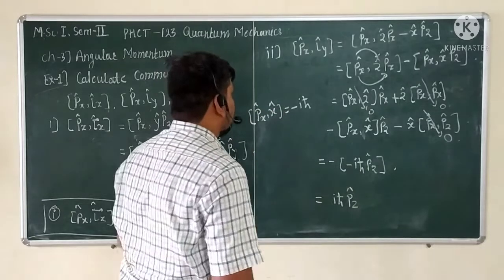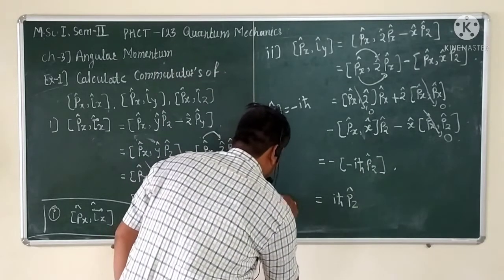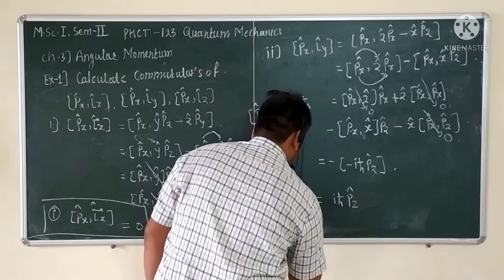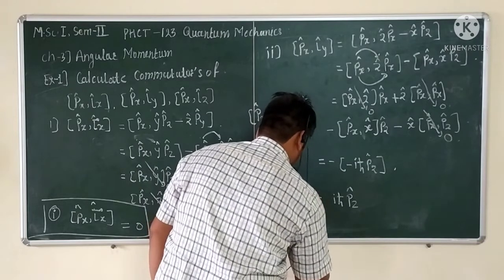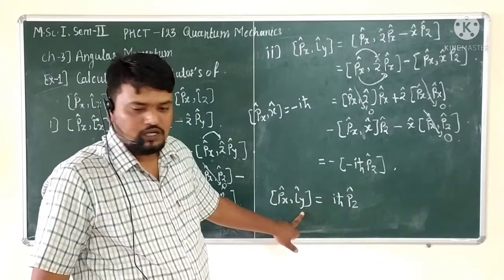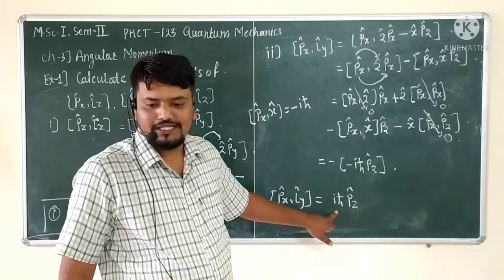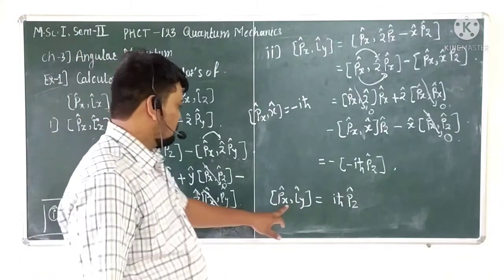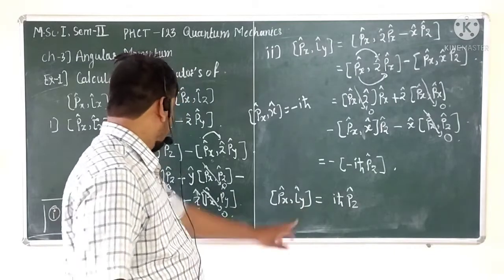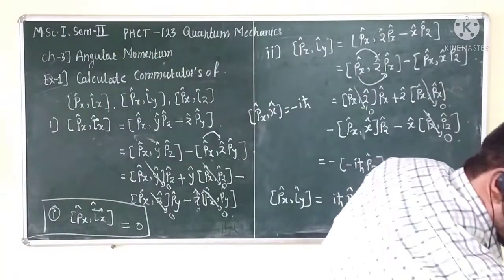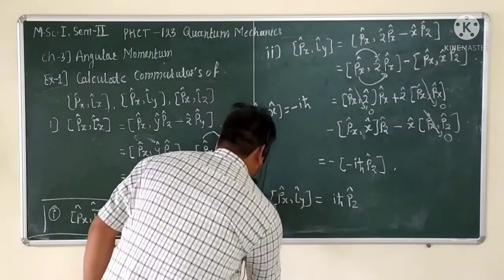So the commutator bracket of px, ly: [px, ly] is equal to iħ pz. So this is the commutator identity of this, that is [px, ly]. This is the first identity, this is the second identity, that which we want to bracket here.